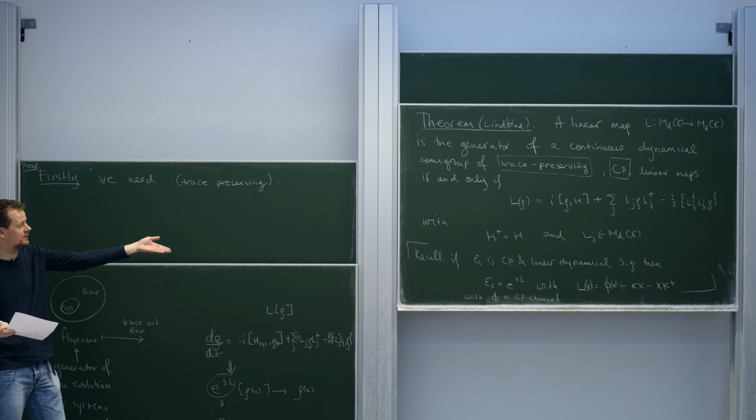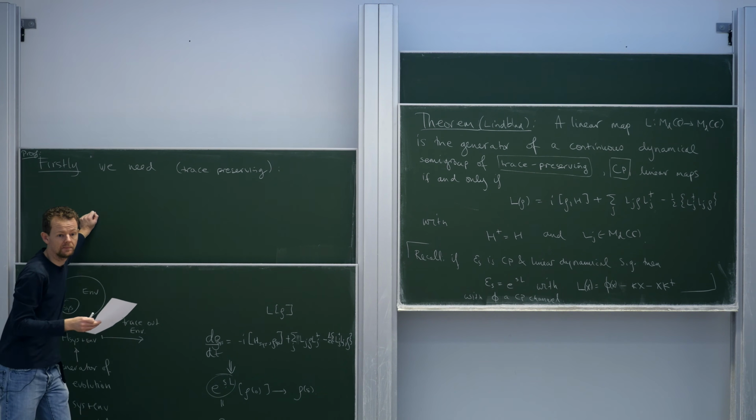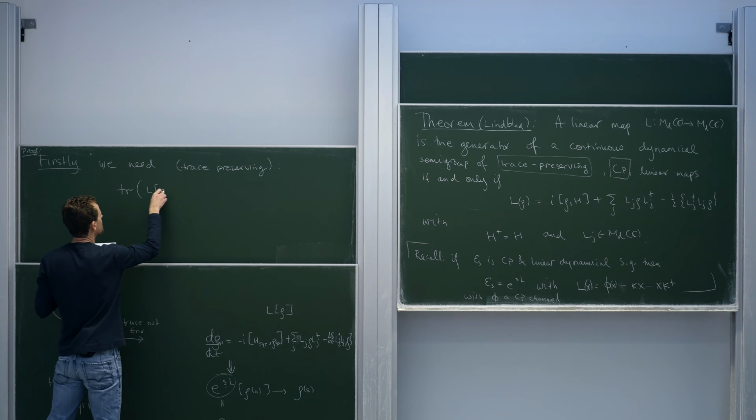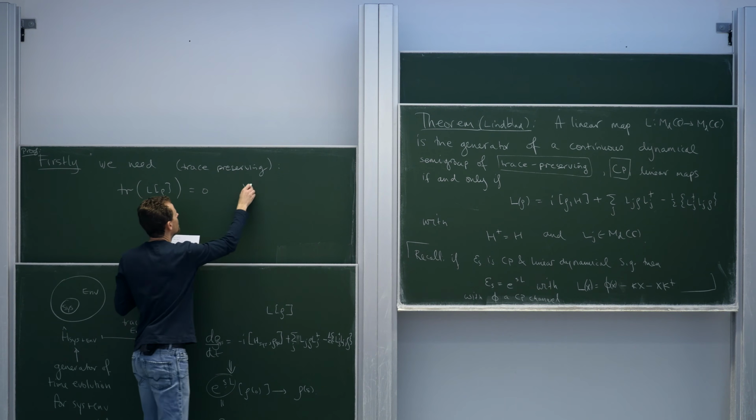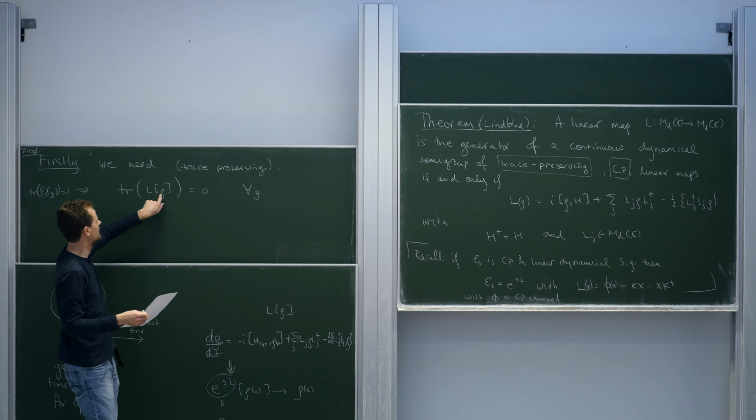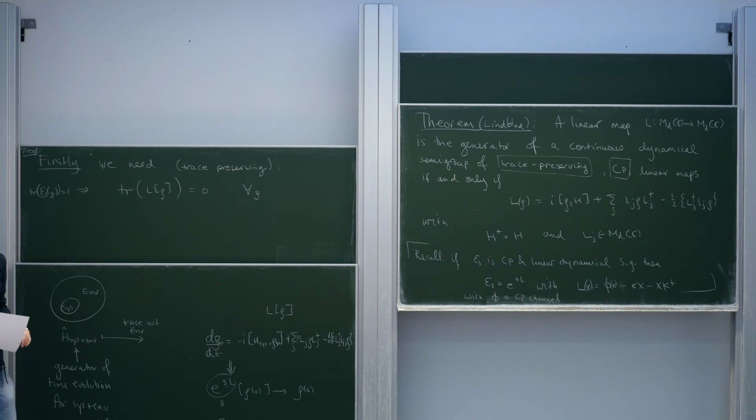In order for e to the power S L to be trace preserving, you need that the probability is conserved, and that's the same as demanding that the trace of L times rho is 0 for all possible rho. And you can get that by just differentiating the trace of e to the S L times rho. Trace of e to the S L times rho equals 1 implies that trace of L times rho is 0. Just do a derivative.